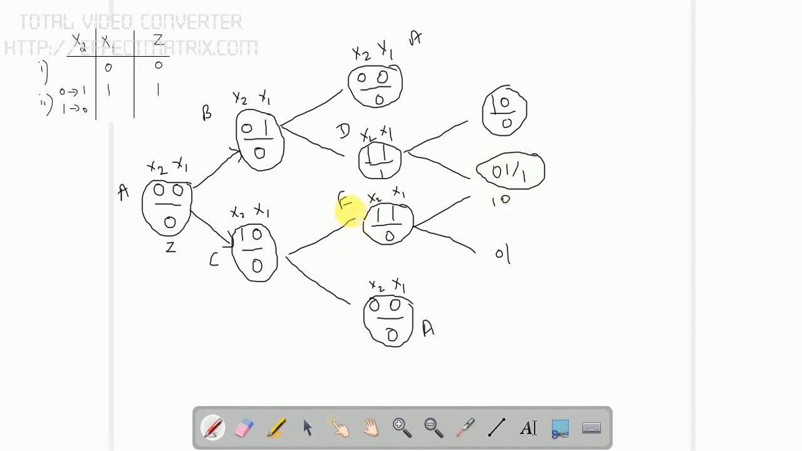Similarly, for E, x2 is 1 and I have x2 as 1 here, but x1 is 1 here and x1 is 0. So there is a transition only in x1, not in x2. So automatically my output will be 0. Here x2 is 1, here 0. x1 is 1 here, here x1 is 0. So there's a transition in x2, and also we have 1 in x1 in the present state and the next state. So automatically it becomes 1 here.